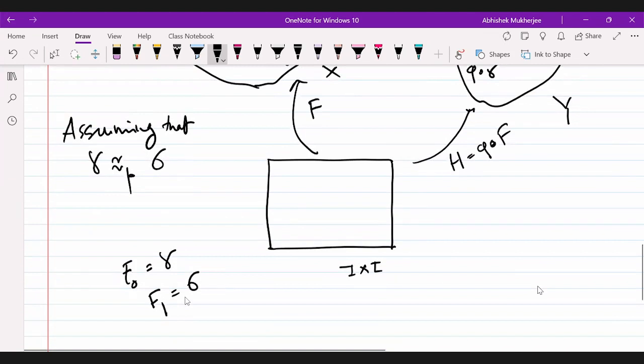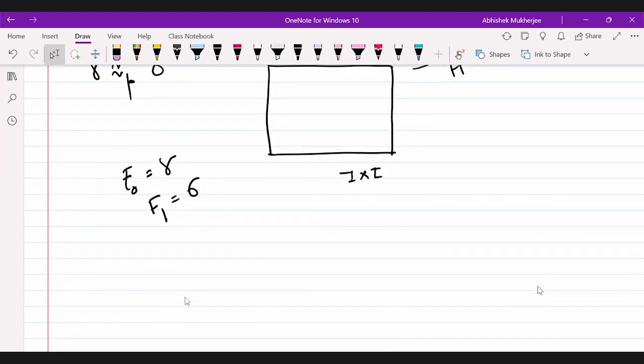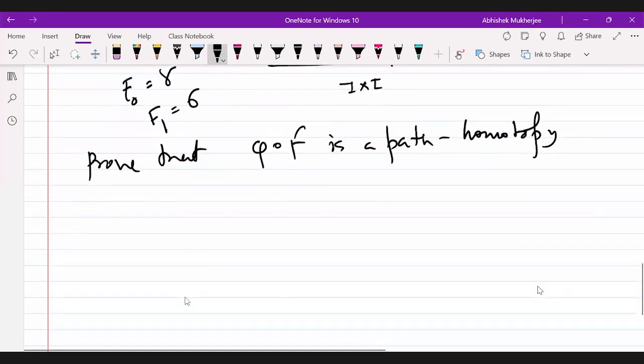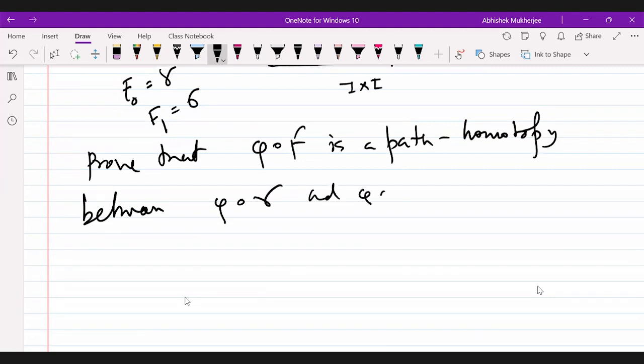So prove that phi compose F is a path homotopy between phi compose gamma and phi compose sigma.